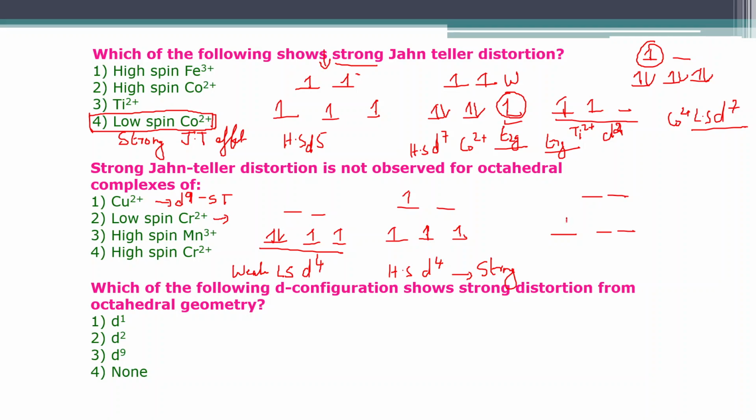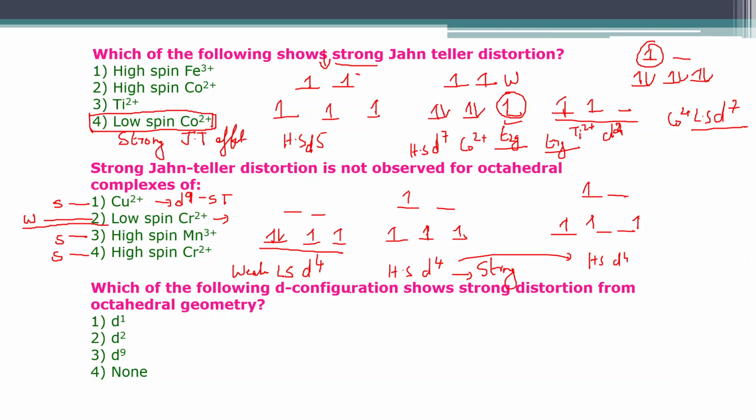High spin chromium means it is also the same configuration, high spin d4. The arrangement is in this manner. So, copper 2+, high spin Mn3+, and high spin Cr2+, they are all showing strong Jahn-Teller distortion, and the question was that strong Jahn-Teller distortion is not observed. So we will look into the weak Jahn-Teller distortion, and it is given by low spin Cr2+, and option 2 is the correct answer.